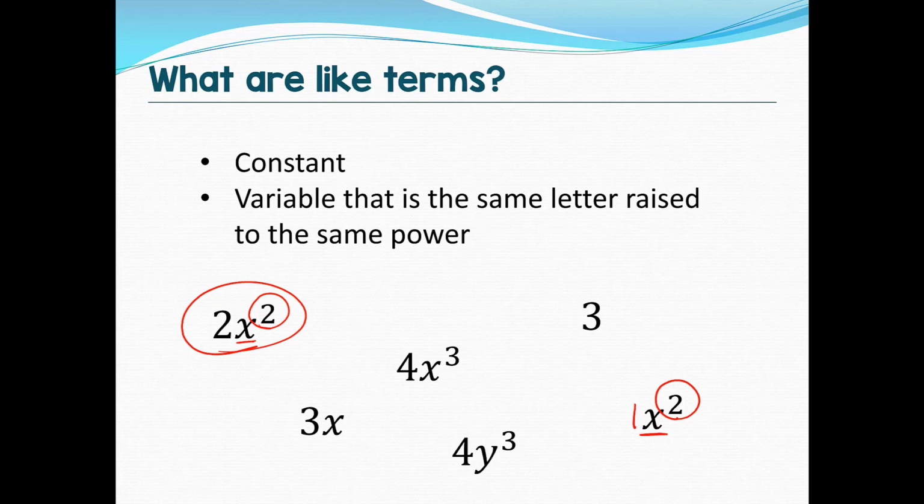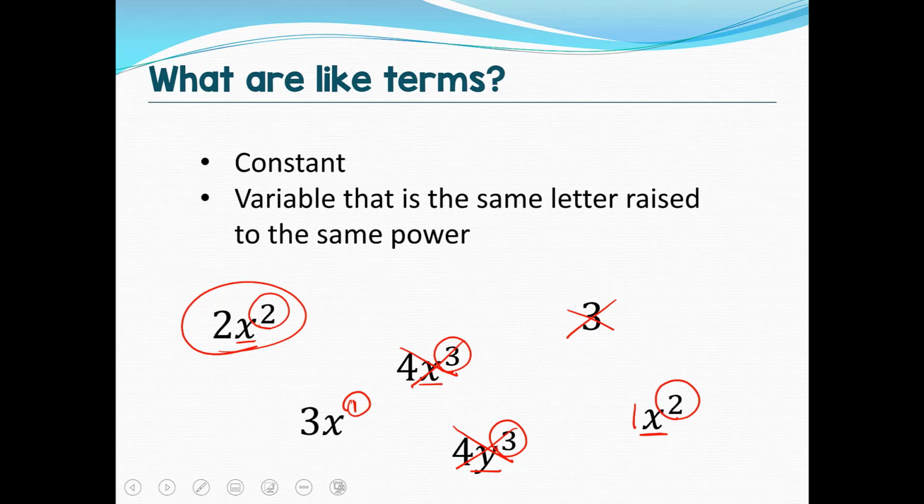All right, 3 is a constant, but there's no other numbers here, so it can't be combined with anything. 4x cubed, well, it's raised to the third power. So is this one, but this is an x and this is a y, so they cannot be combined. And then, of course, 3x raised to the first power. We don't write it when it's a 1. It has nothing else here raised to the first power.